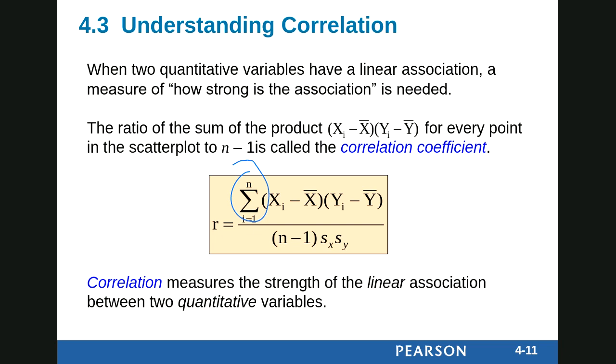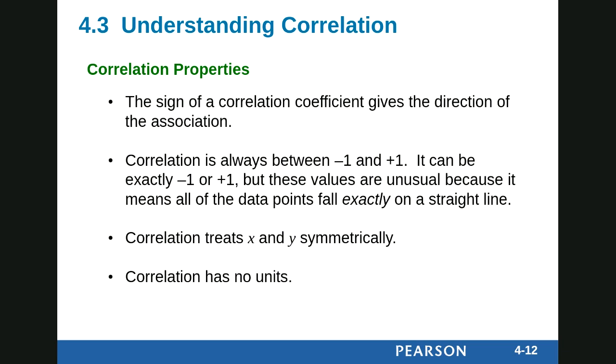Correlation measures the strength of the linear association between two quantitative variables. So you can't do this unless you are dealing with quantitative variables in X and Y, and you have a straight line, linear, in your scatter plot. Okay, so moving on, before we talk about calculating correlation, let's look at the properties of correlation.